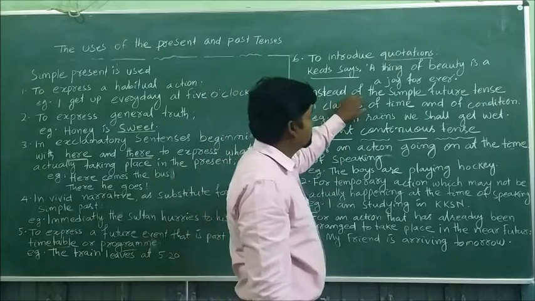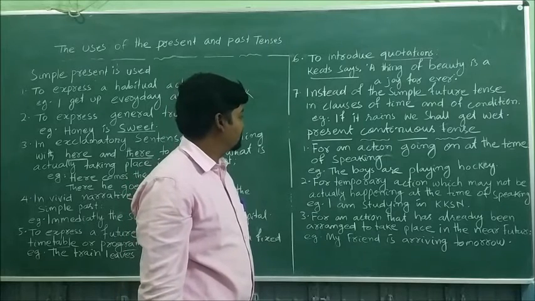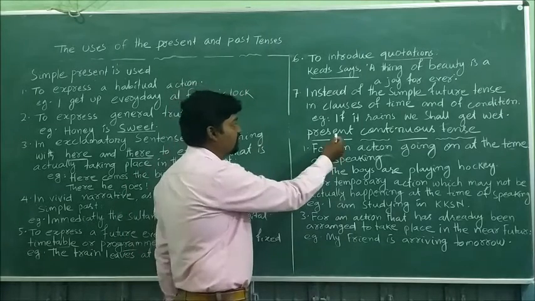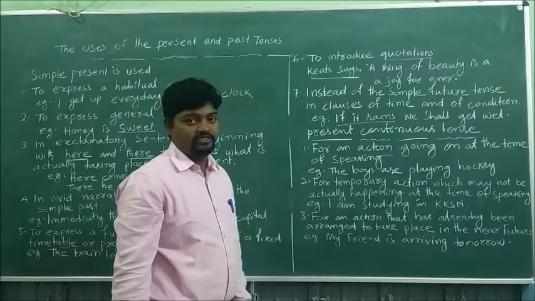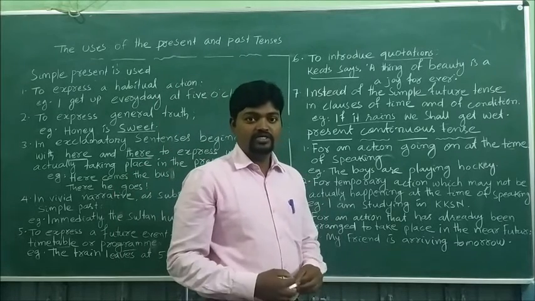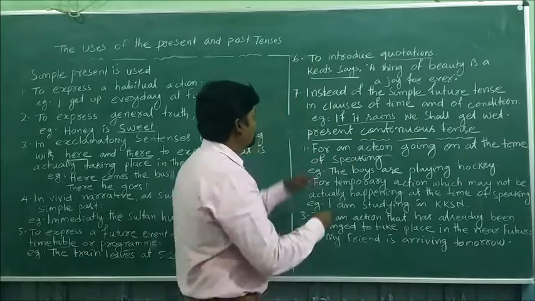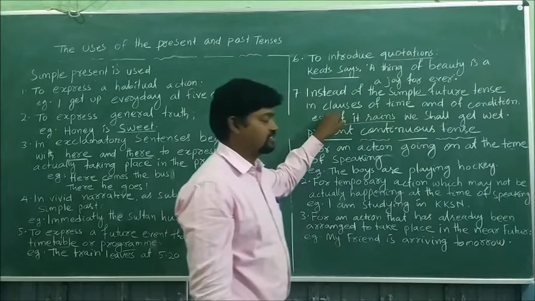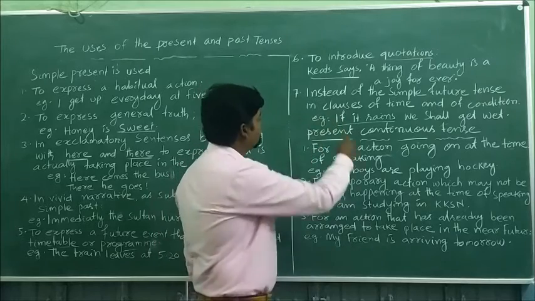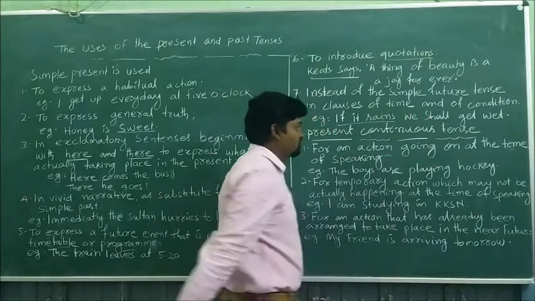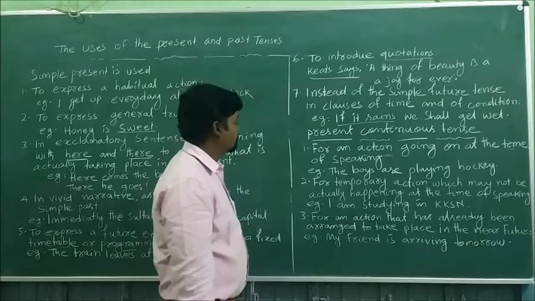Instead of the simple future tense, in clauses of time and condition, we use simple present tense. Example: if it rains, we shall get wet. Suppose you are going out. If it rains, what will happen? Definitely you will get wet, yes or no? So in a sentence that would otherwise be simple future, in clauses of time and condition, we need to use simple present tense.